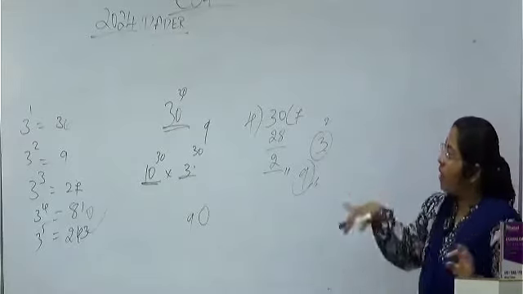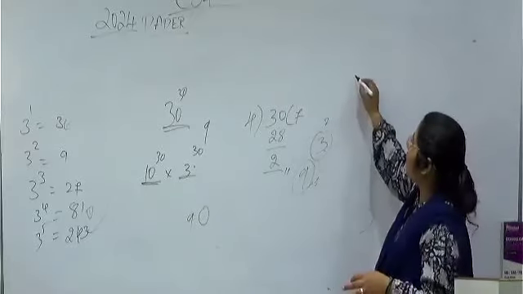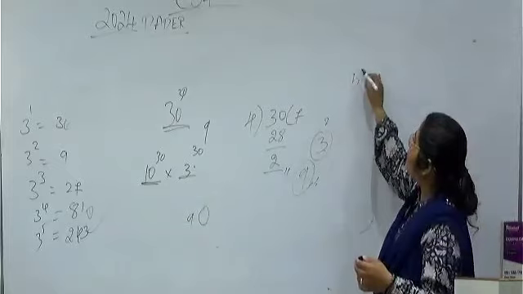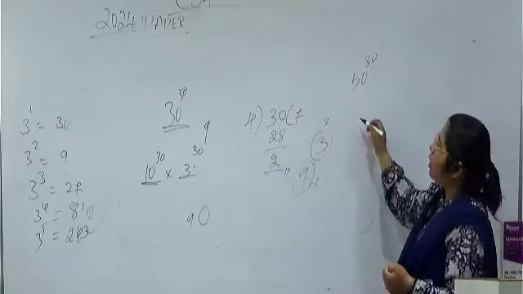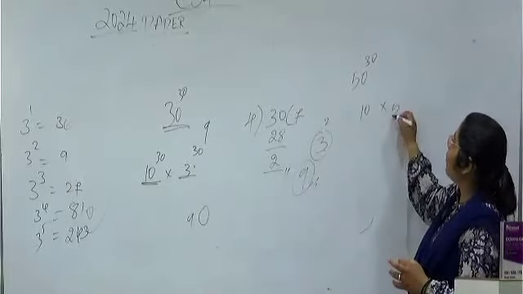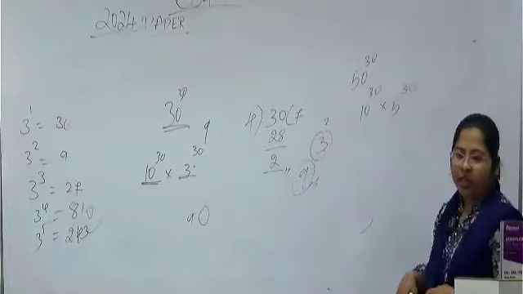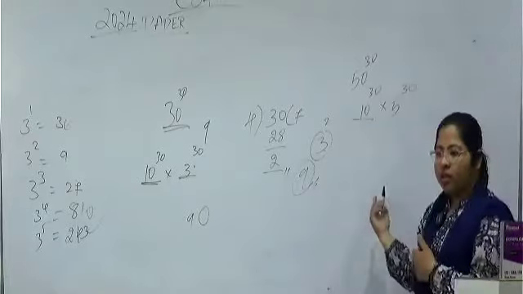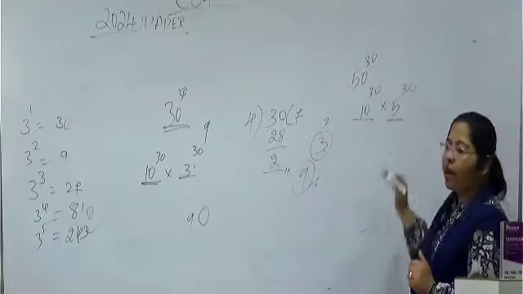The same question can occur in different forms. Whenever they give any number, consider it can be 50 to the power of 30. Then you can make it 10 into 5, 10 to the power of 30 and 5 to the power of 30. This 10 to the power of 30 obviously will give 0 in the unit digit. You need to find 5 to the power of 30.